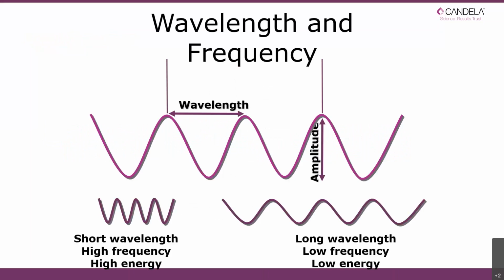A wavelength is the distance from one peak to the next peak, as you can see in this diagram. When we're talking about lasers, we discuss short wavelengths and we also discuss long wavelengths. With short wavelengths, we have what we call high frequency. As you can see, in a given distance, we have more of the peaks, and we also deliver a higher energy with a short wavelength. Conversely, with a longer wavelength, it's lower frequency because we have fewer peaks within a given distance, and generally these deliver lower energy.